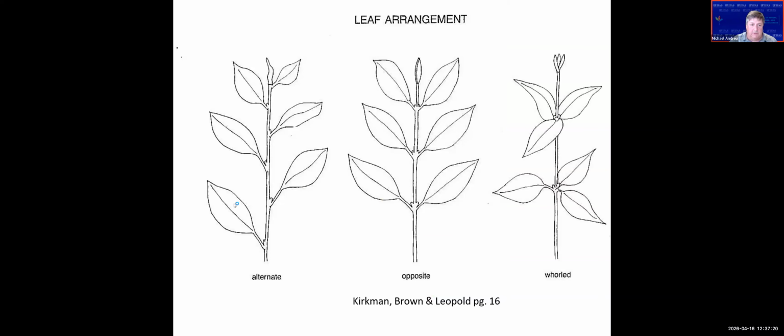Now here's leaf arrangement. We talked about that as an important variable. And in this case, these are all simple leaves. How do we know that? Well, we look for that axillary bud. There it is right there. So I know that everything beyond that's a simple leaf.